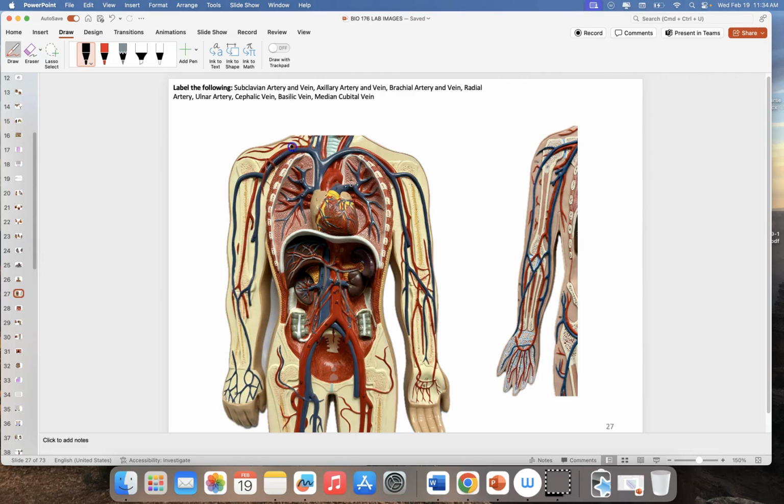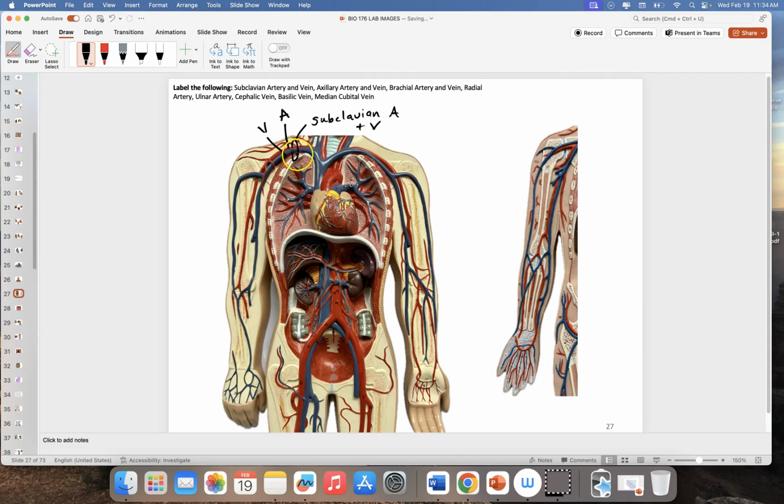Again, I'll kind of encircle these right here. So these are going to be our subclavian artery and vein. The artery is going to be on top. The vein is going to be on the bottom.